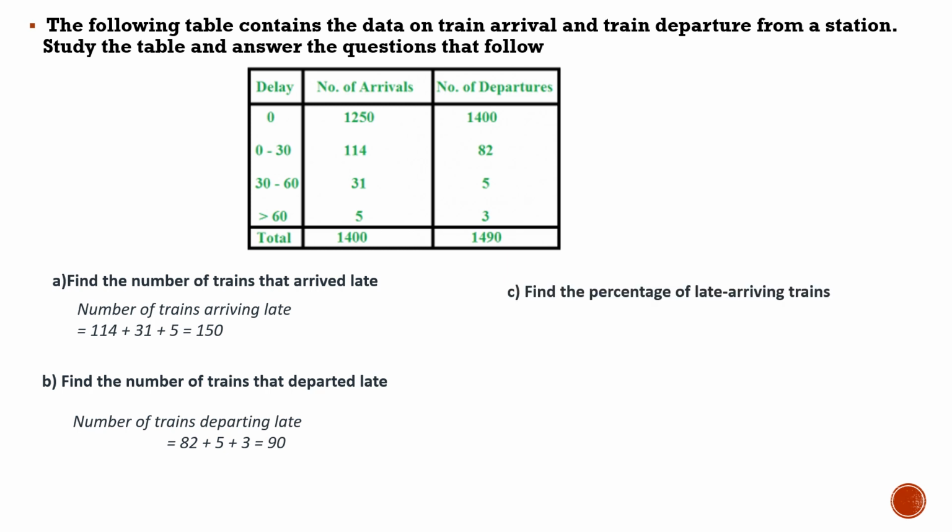Find the percentage of late arriving trains. Now the total late arriving trains is 150, that is from the first question, part A, and the total number of trains arrived is 1400. So in order to find the percentage, we have to divide total late arriving trains by the total number of trains. So that will be 150 divided by 1400 and multiplied by 100. So 10.71% of total trains arrived late.